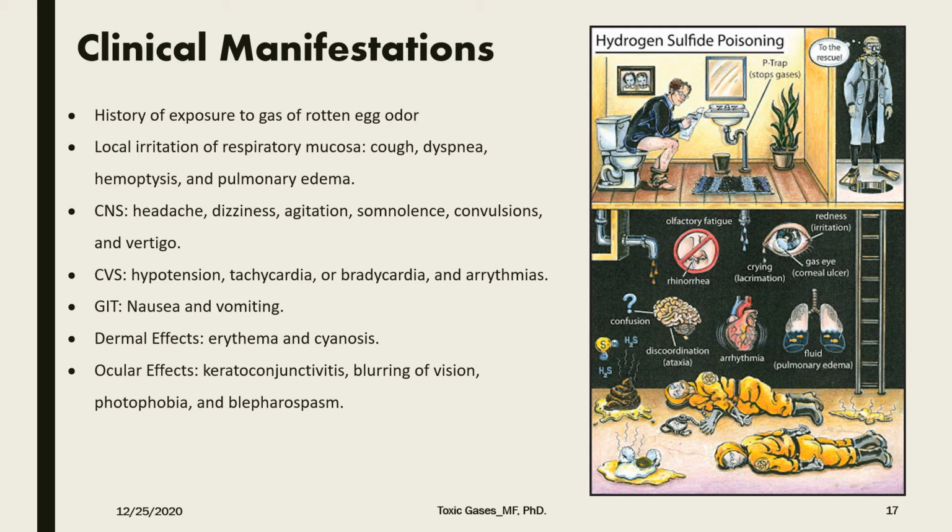GIT irritation will be in the form of nausea and vomiting, and there will also be manifestations of dermal irritation in the form of erythema and bluish coloration of the skin in the form of cyanosis due to the anoxia of the tissues. Irritation of the eyes will lead to keratoconjunctivitis, blurred vision, photophobia, and blepharospasm.